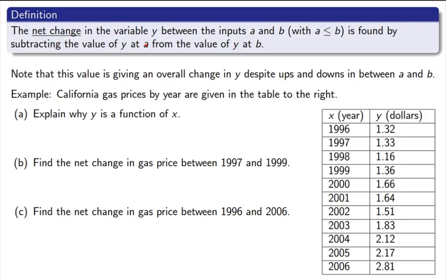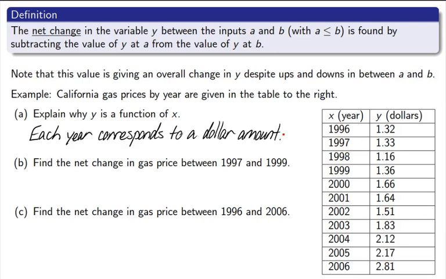So first off, let's explain why y is a function of x. Again, looking at our years, I see no repeats, so I'm not going to really pay attention to what the numbers on the right are. I have y as a function of x because each year corresponds to a dollar amount. Let's write that down. Each year corresponds to a dollar amount. So now let's find this net change in gas price.